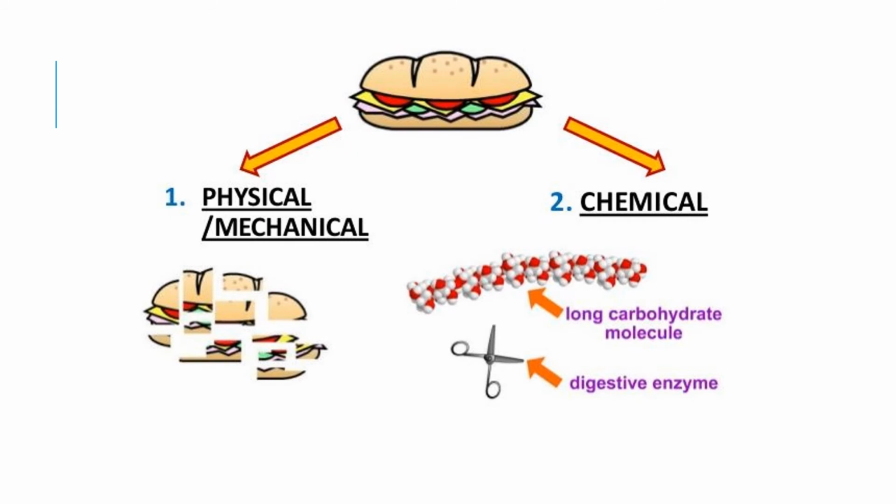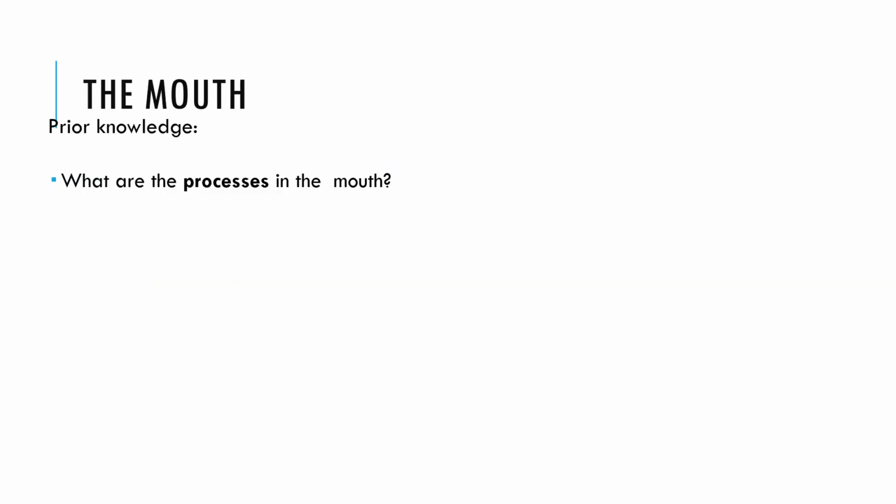We'll see an example in the mouth. This is an illustration that shows physical and chemical digestion. In physical digestion, your food is just being cut into smaller pieces. But in chemical digestion, your bread, for example, contains starch. It's converted into something else called maltose.